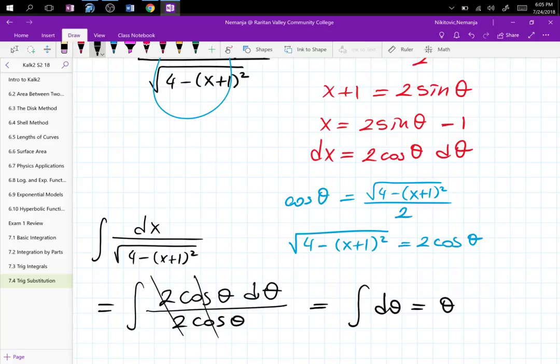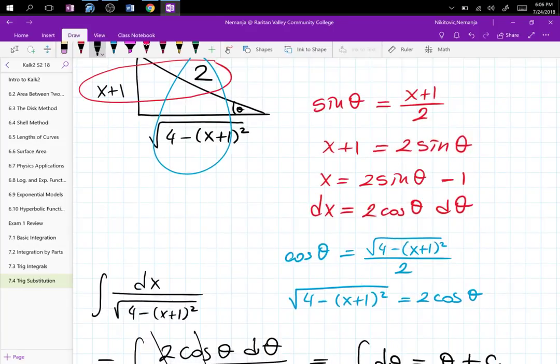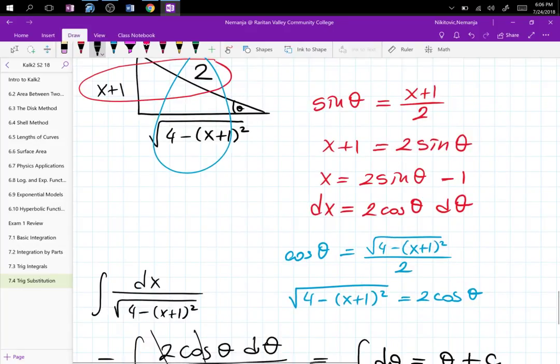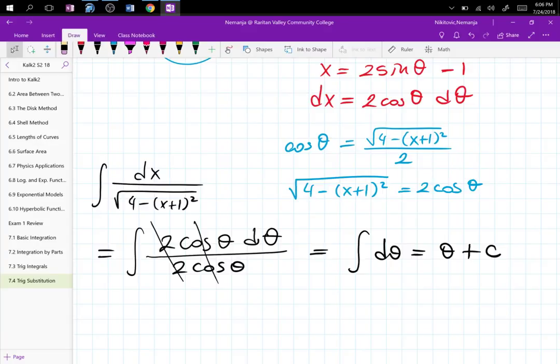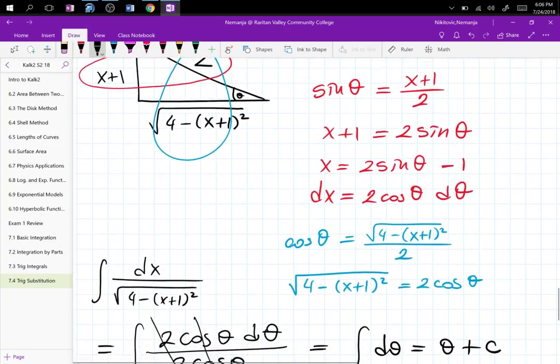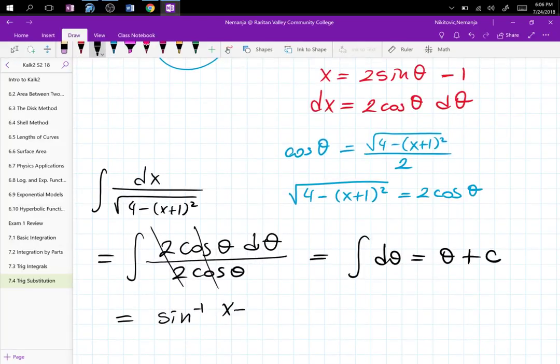Can this be any easier? Everything canceled. The integral of d theta is theta plus c. And all I need to do now is to run either inverse sine or inverse cosine. Doesn't matter what you put. So with inverse sine, theta is inverse sine of what? x plus 1 over 2, plus c, and the problem is done.